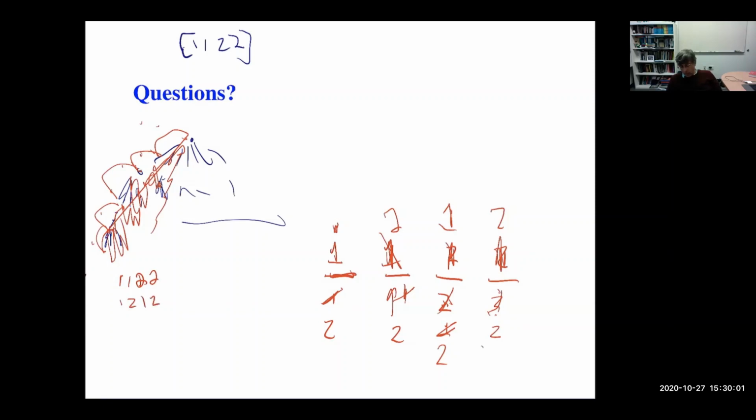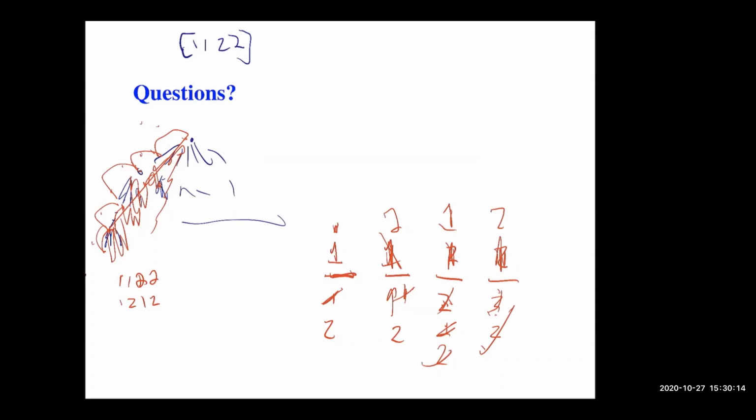Do I have any choice here for the 4th spot anymore? No. Do I have any choice for the 3rd spot? No. Do I have any choice for the 2nd spot? I am going to claim. What?